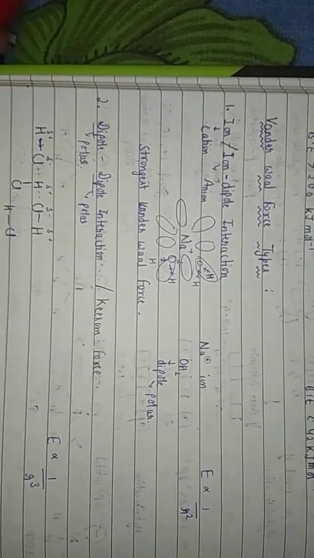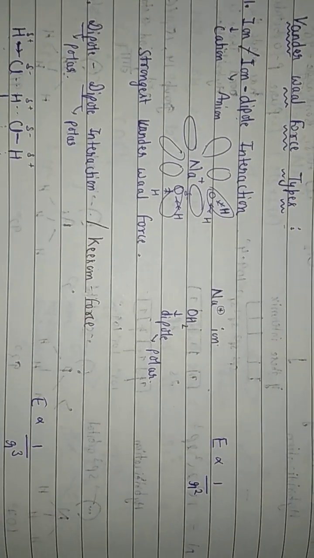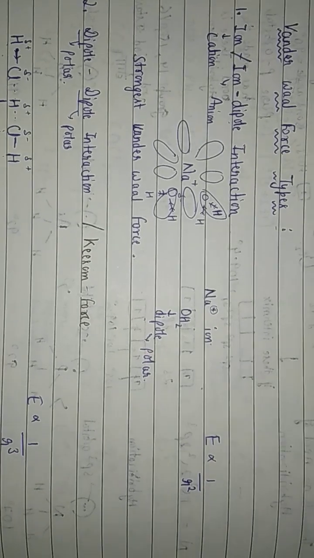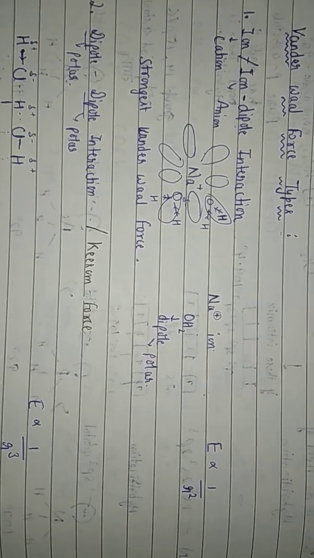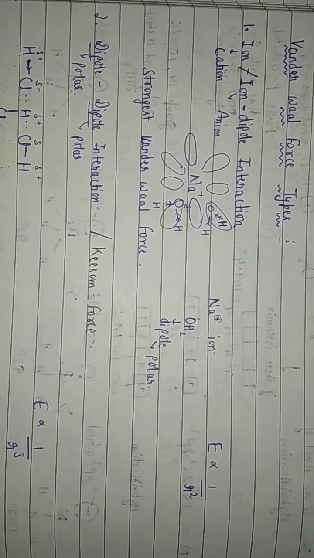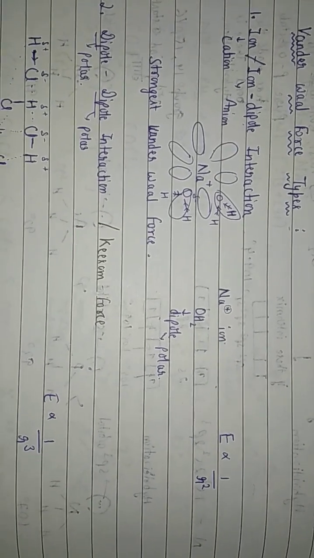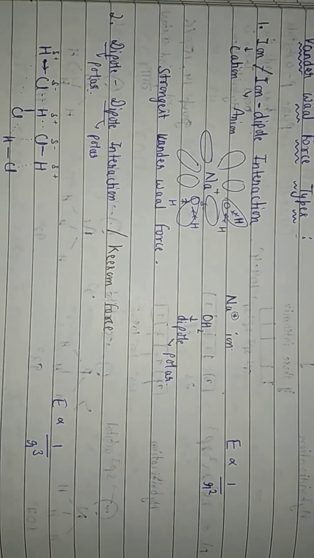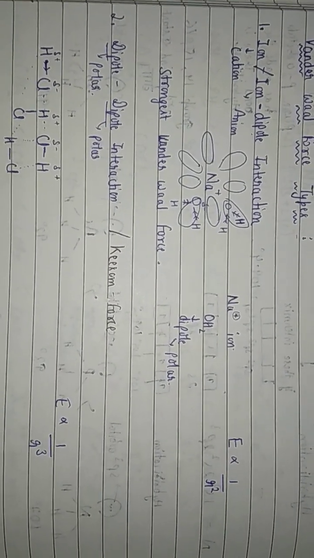The first one is ion dipole interaction, in which the cation or anion is there, and the dipole, for example the water molecule. We are taking the sodium ion, and the energy of interaction between them will be inversely proportional to r to the power 2. This is the strongest van der Waals force, the ion dipole interaction.